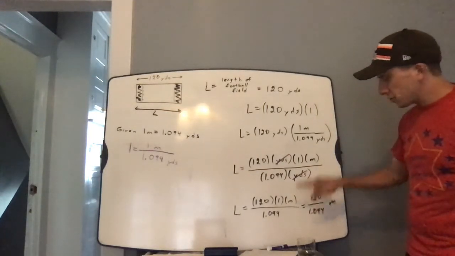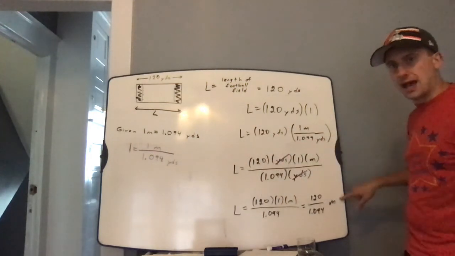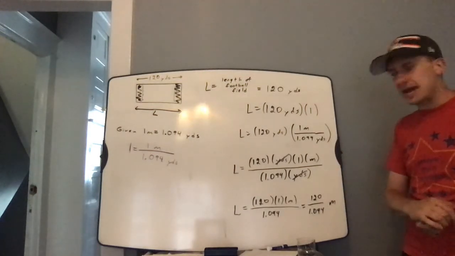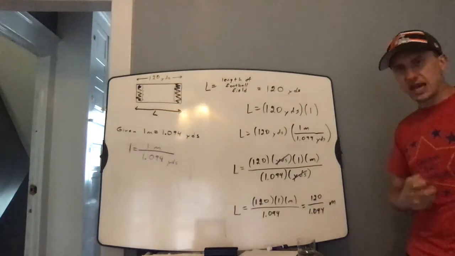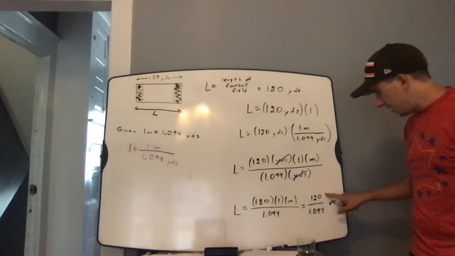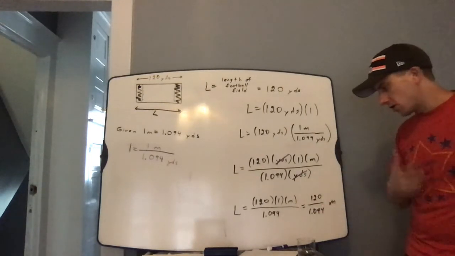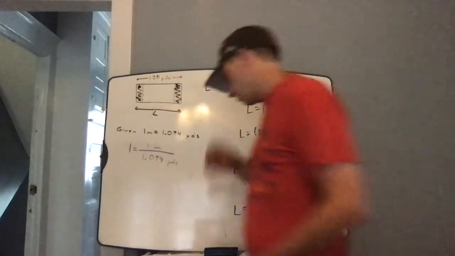I am always allowed to bring something upstairs in a fraction out front. I'm not breaking any rules by doing that. I brought the unit of meters out here just so it could be by itself now. And then 120 divided by 1.094. I put that number in a calculator and I will get some weird decimal out.